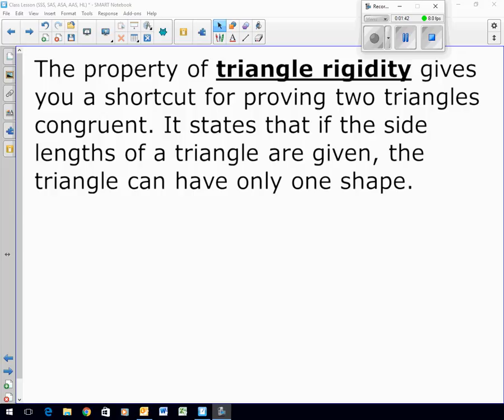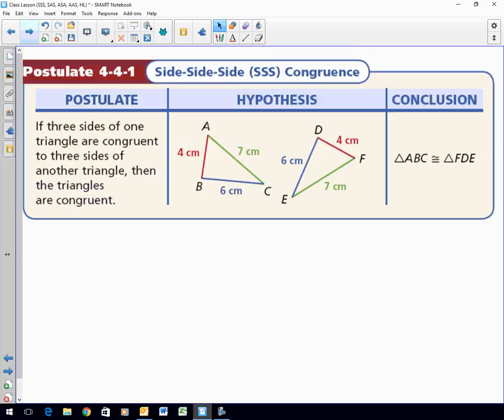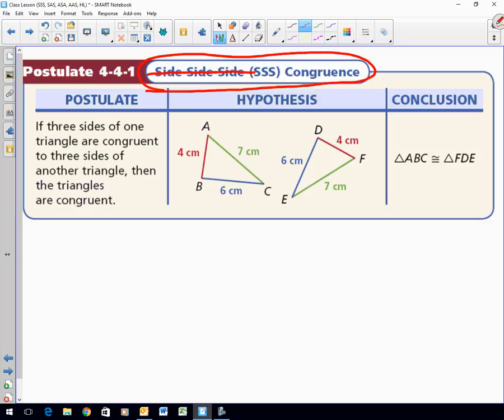Okay, how does this work in problems? Well, first off, we have what we call the side congruence postulate. I'm going to write this down. Side congruence postulate. It says if three sides of one triangle are congruent to the three sides of another triangle, then the triangles are congruent.